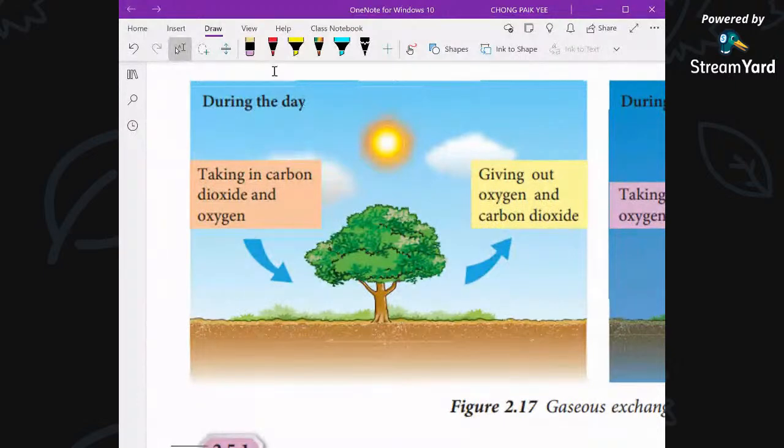Okay, so you're correct. Don't forget, students, for plants it's 24 hours a day respiration, and photosynthesis happens if there is light. So when it is daytime, that means you definitely have light also, isn't it? So you must have two processes, photosynthesis and respiration.